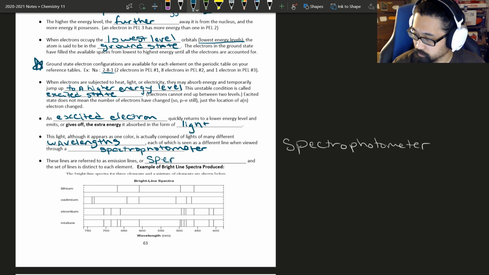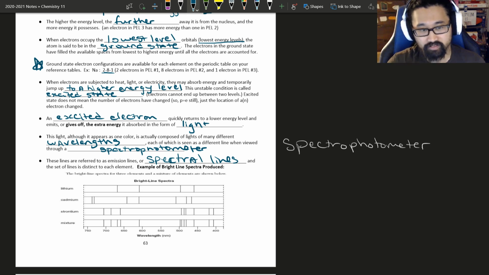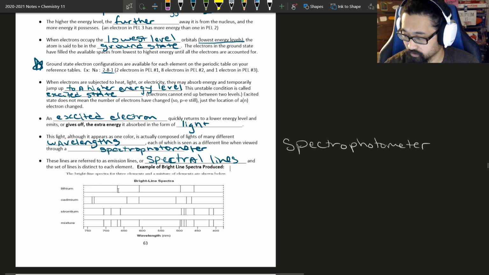You might see them called spectral lines, right? And the lines are distinct to each element. They're like fingerprints, right? So lithium is these 4 lines, cadmium is these 7, strontium is these 9 or 10. If you look, you see that this is a mixture down here. So it's a mixture of some number of these 3.